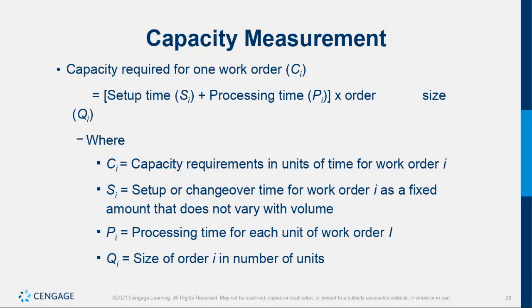The S is the setup or changeover time for work order i, a fixed amount that does not vary with volume. P is equal to the processing time for each unit of work. And then Q is equal to the size of the order in number of units.